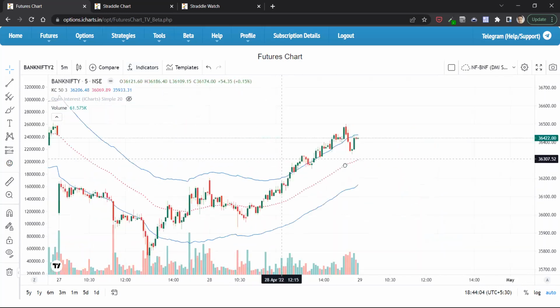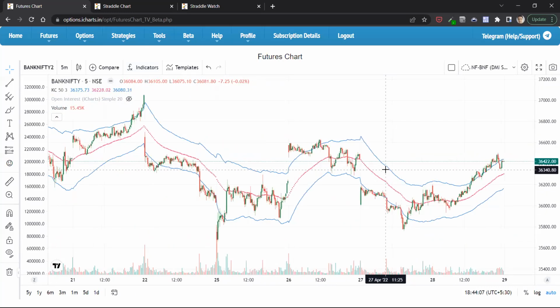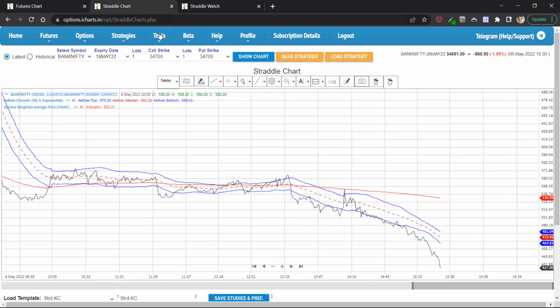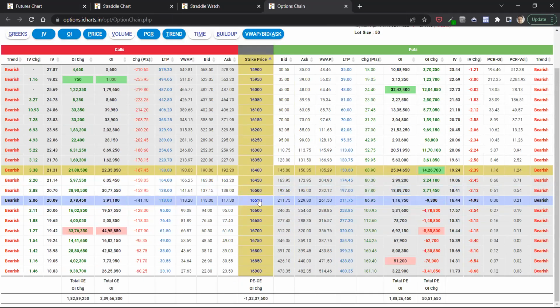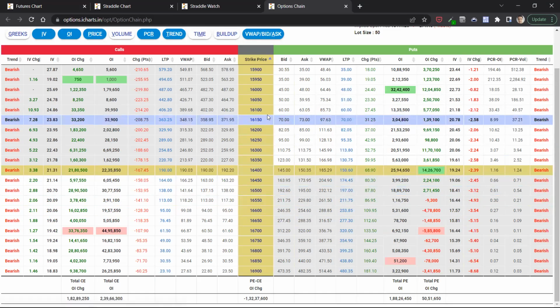Sir, what should be the distance of the hedge in that straddle? How far should we buy the hedge? Ideally, it is the straddle width. If you are initiating at the money, then whatever the straddle width is, here it is about 340, so around 350 points is the distance. 350 points here, 350 points here.